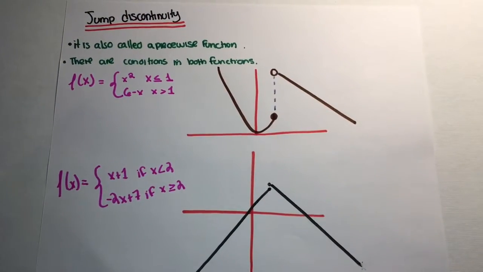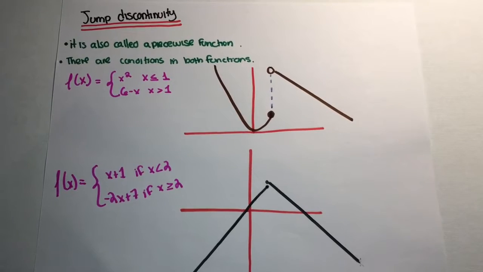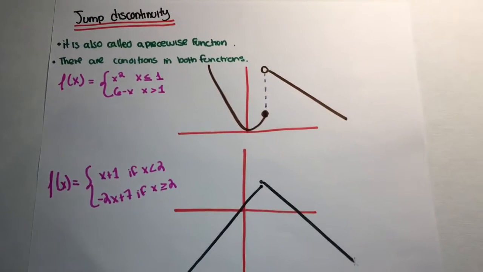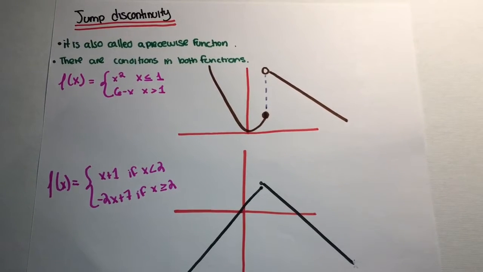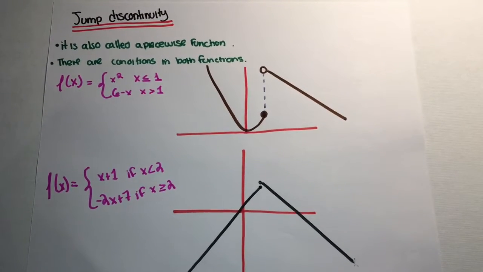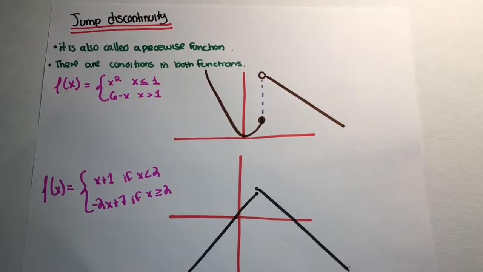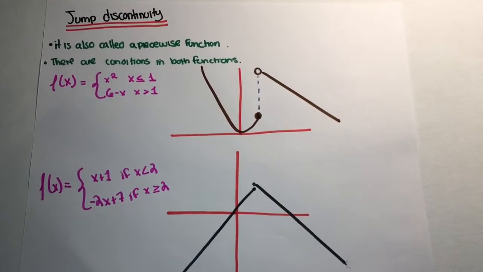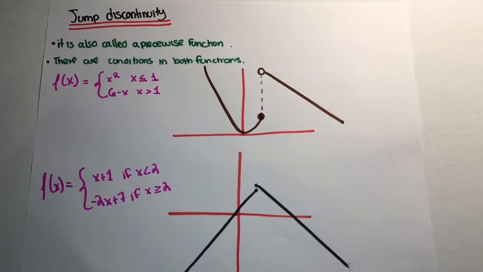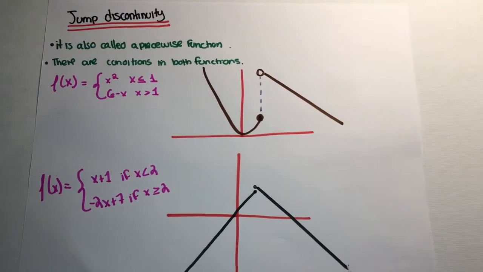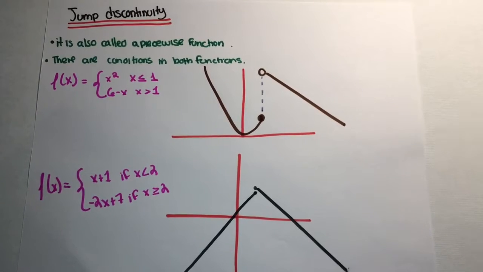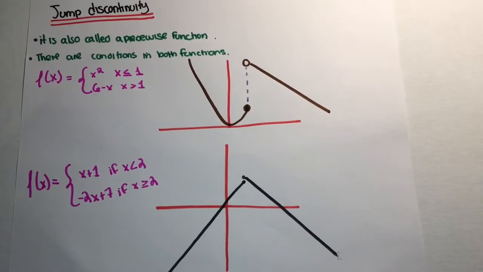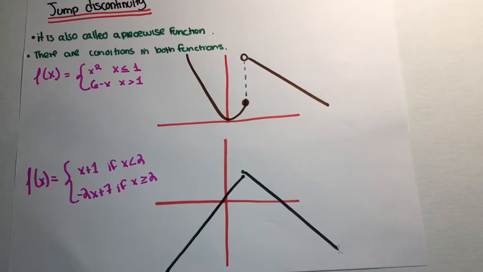Jump discontinuity. It is also called a piecewise function. There are conditions in both functions. For example, in the first example, f of x equals x squared with the restriction of x less than or equal to 1, and 6 minus x if x is greater than 1. And we see in the graph that there is a gap between both functions.